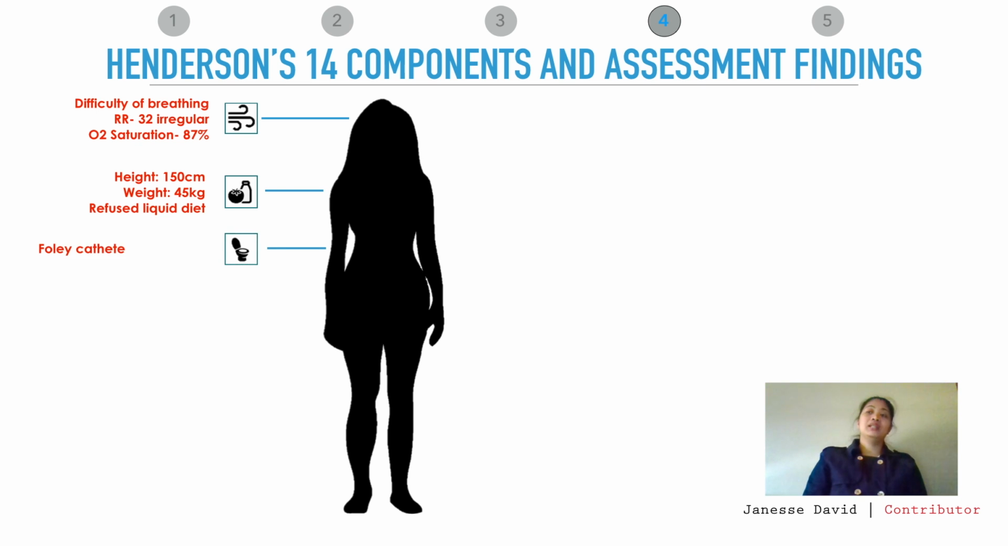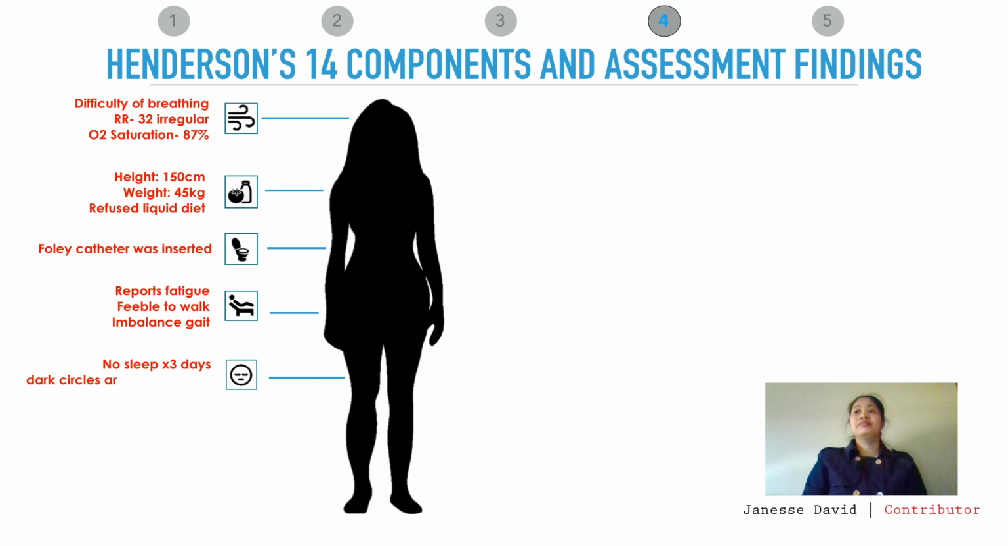Number 3 compartment: elimination of body waste. Assessment finding: Foley catheter was in place to monitor daily intake and output. Number 4 compartment: movement and posturing. Assessment findings: feeble to walk, reports fatigue and gait imbalance. Number 5 compartment: sleep and rest. Assessment finding: not sleeping for 3 days, dark circles around the eyes.